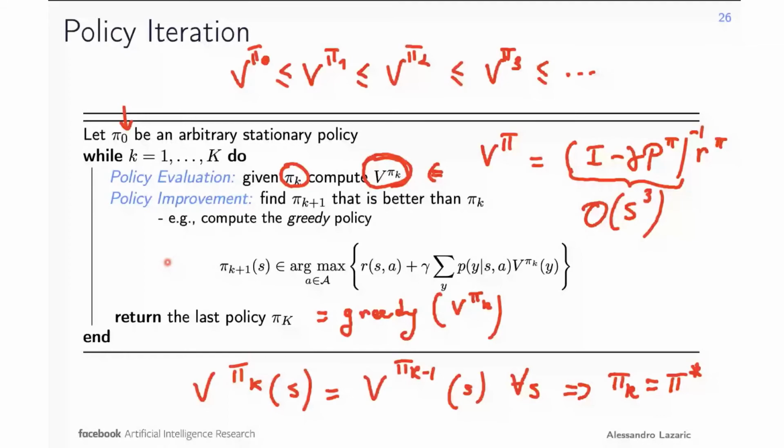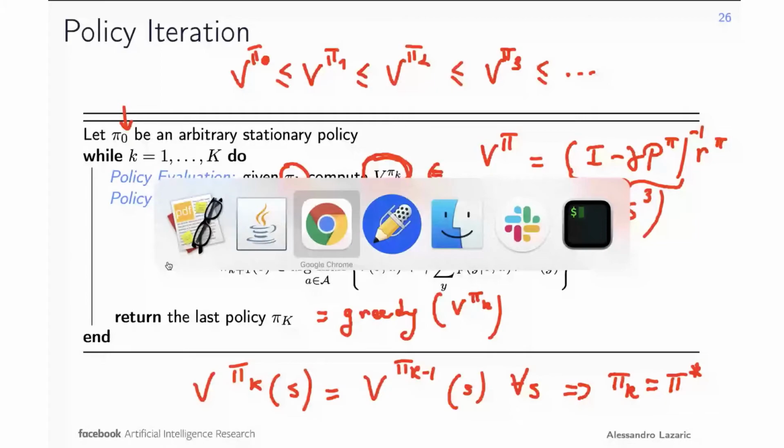Could you go again a little bit to the explanation of why pi k plus one is a better policy than pi k on this precise example? Thanks. On this example, or in general, or it's okay.